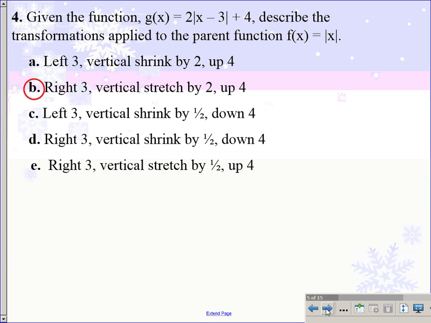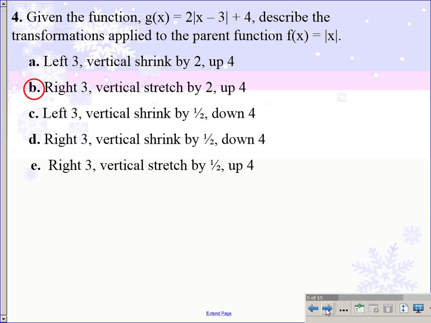Number 4, this is a review of transformations on functions. Even though this is an absolute value function, the rule is still the same for quadratics, which is what we've been working with more recently. So it says, given the function g of x equals 2 times the absolute value of x minus 3 plus 4, describe the transformations applied to the parent function f of x equals absolute value of x.